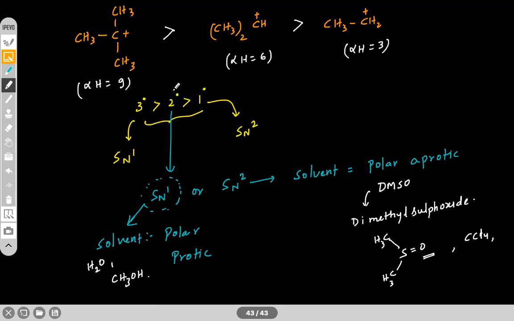So in case of a second degree or secondary alkyl halide, you have to be a little bit careful. Depending upon the condition, you will get the answer according to the mechanism, whether it is SN1 or SN2. But always keep in mind that in the options, you'll have one option according to SN1 and one option according to SN2. So you have to be very careful about what solvent is given. Okay, let's see this example.